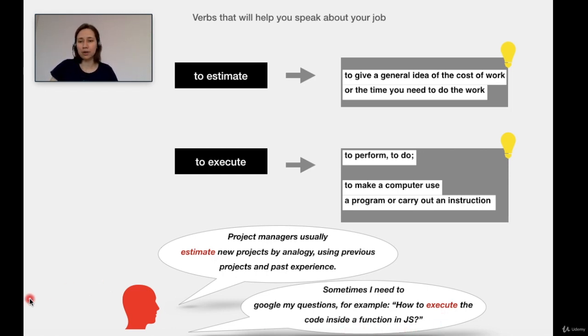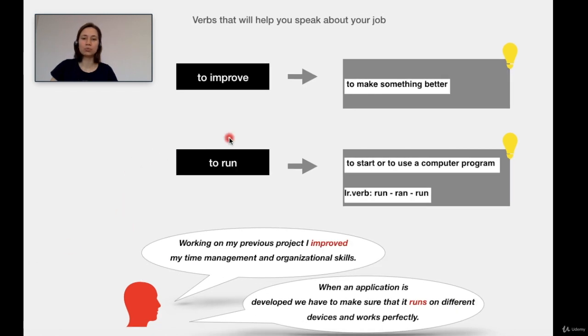And the last pair of words here is to improve and to run. To improve means to make something better. Working on my previous project, I improved my time management and organizational skills. I made my skills better. I improved.